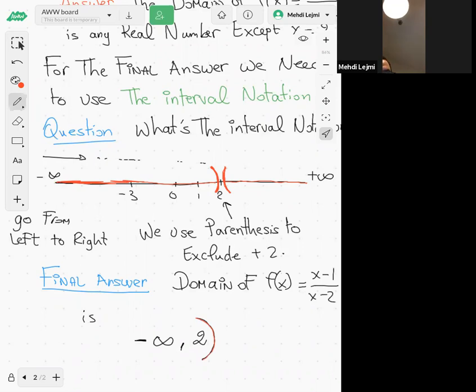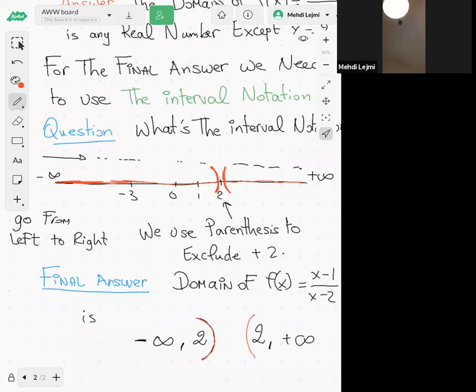And then, of course, I have to continue. After positive 2, I have this whole part here. So it goes, again, from positive 2 to positive infinity. So here's my positive 2 to positive infinity. And again, I have to exclude this positive 2.